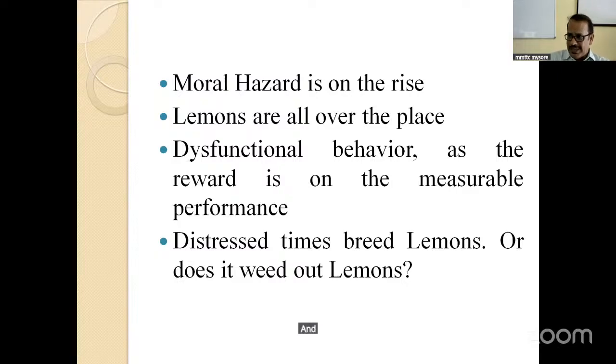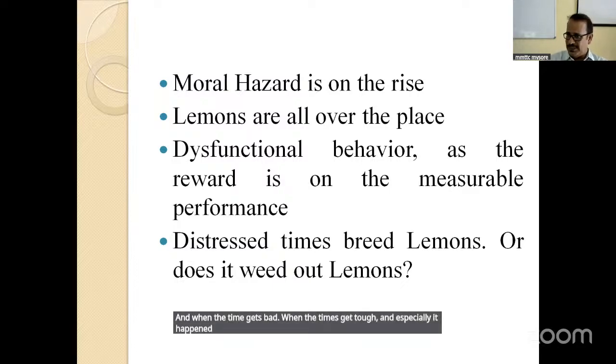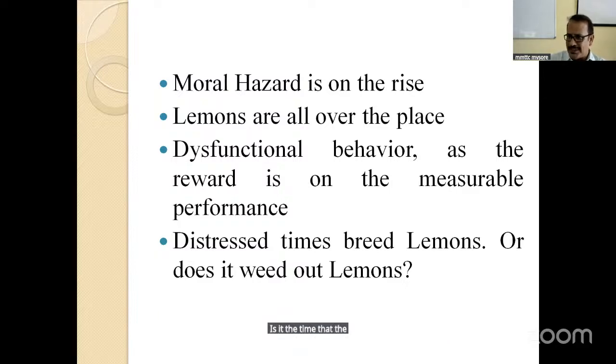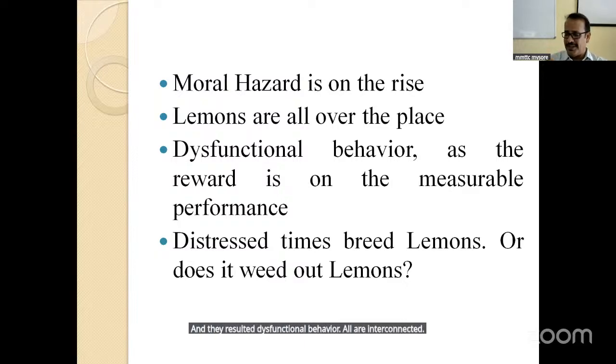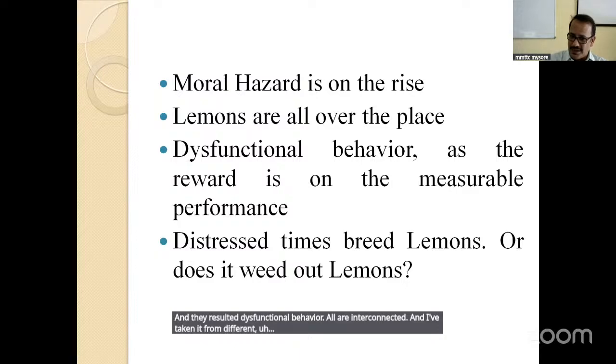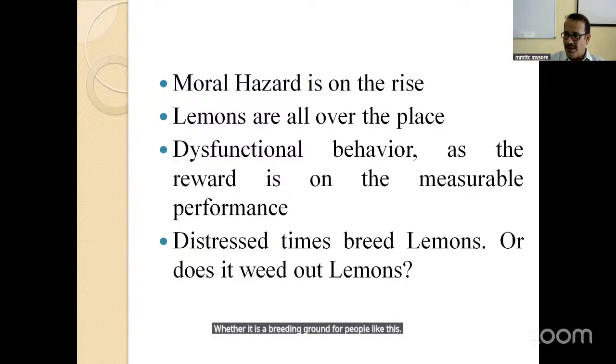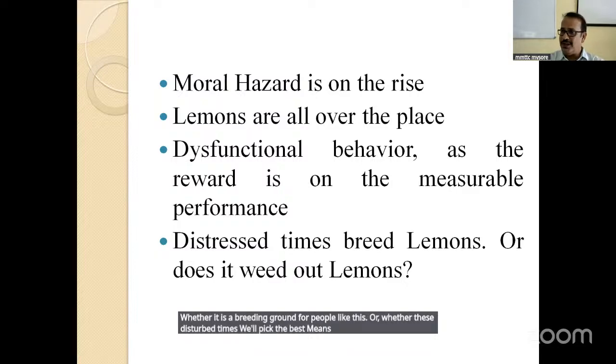And when times get tough, and especially it happened during COVID, a time where businesses were really at a high risk zone, is it the time for the lemons? And who are lemons? Lemons are those who suffer from a disease called moral hazard, and they resort to dysfunctional behavior. All are interconnected, and I've taken it from different economic theories. I'll come to that. Now, during troubled times, whether it is a breeding ground for people like this, or whether these disturbed times will pick the best, means will it weed out the lemons?